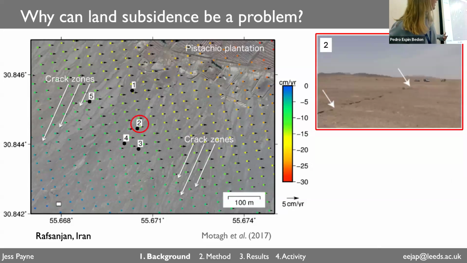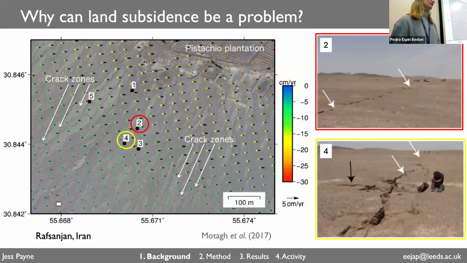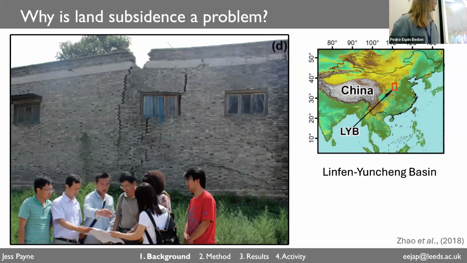And these in the environment look like long linear features, long crack features, which isn't really a problem here because there's not many buildings. But this, as you can imagine, can cause damage to buildings or infrastructure if they were on top. Such as here in China, there's quite a lot of severe land subsidence in parts of China as well. And this can cause damage to buildings such as you see here.